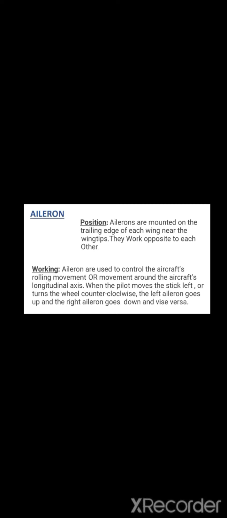Ailerons. The ailerons are located at the rear of the wing, typically one on each side. They work opposite to each other. The working of aileron is pretty simple to understand. The ailerons are used to control the aircraft's rolling movement, or movement around the aircraft's longitudinal axis. When the pilot moves the control stick to the left, the left aileron goes up while the right aileron goes down, and vice versa.